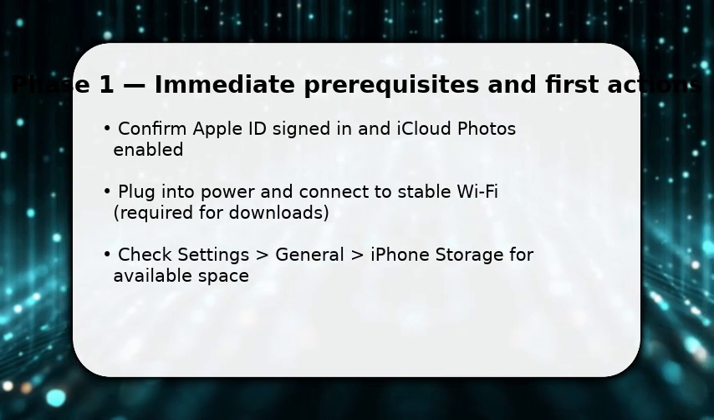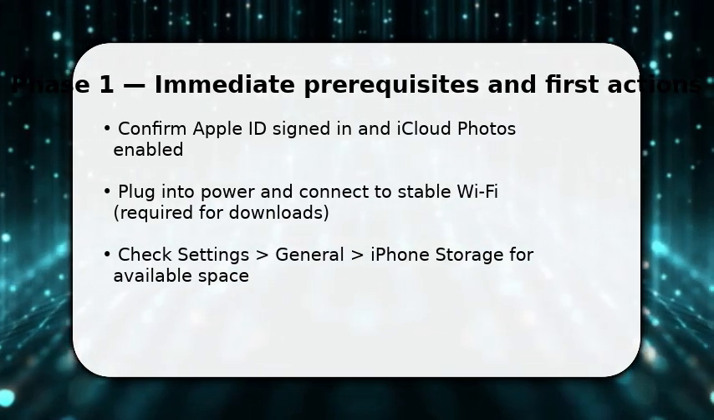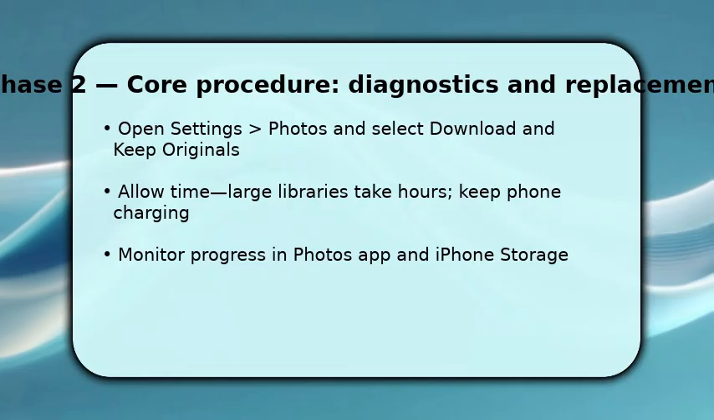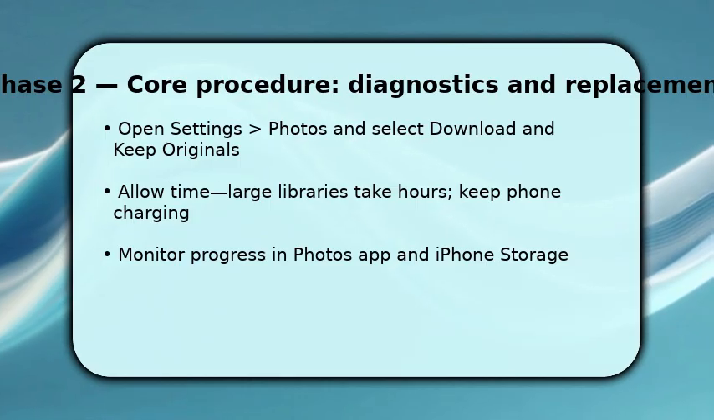Now switch the setting that controls what's stored locally. Go to Settings Photos and tap Download and Keep Originals. This tells your iPhone to copy full-size images from iCloud to local storage.